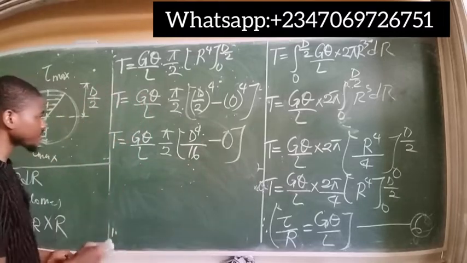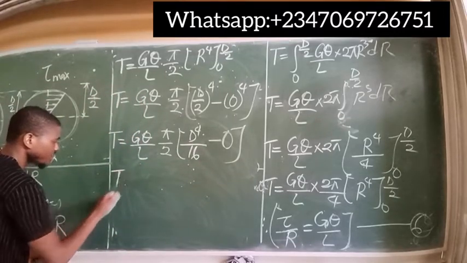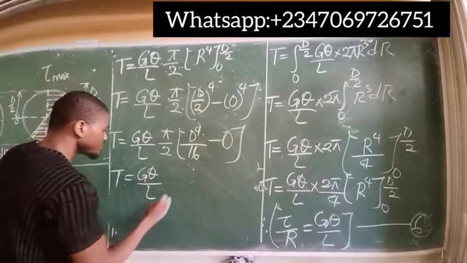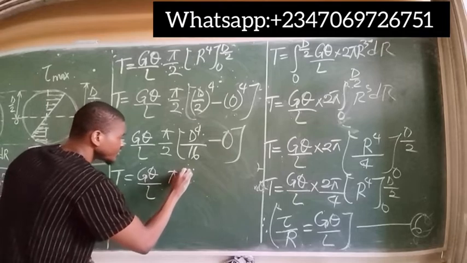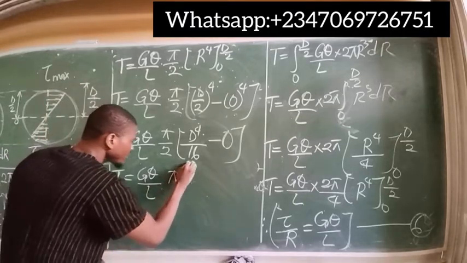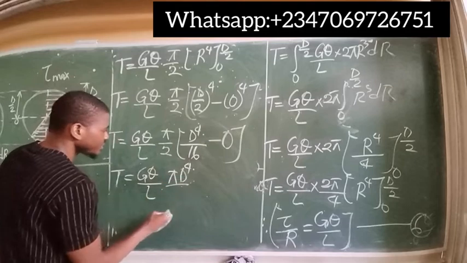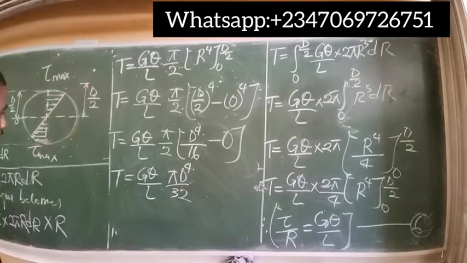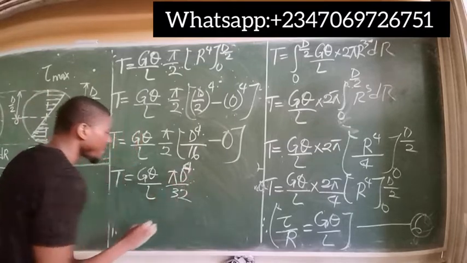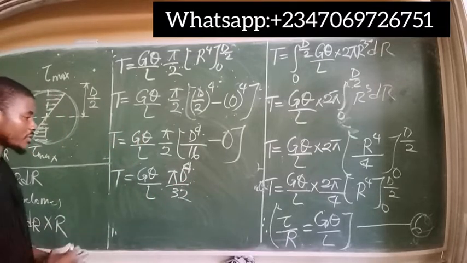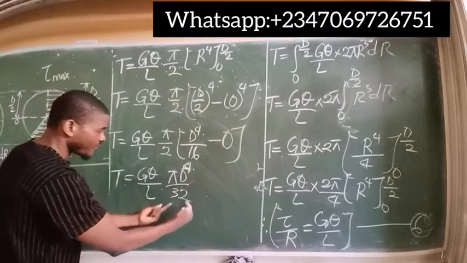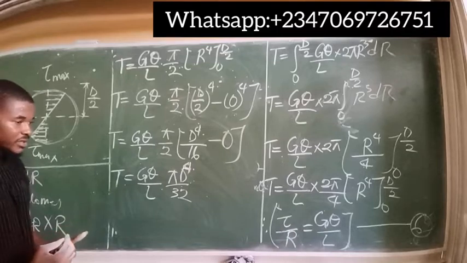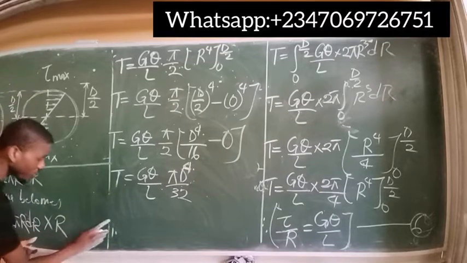So you have this. T equals Gθ all over L. This becomes πd⁴ all over 2 times 16, which simply gives us 32. So we have this: πd⁴ all over 32. Now, this quantity πd⁴ over 32 is known as the second polar moment of inertia. It's a term that is known as second polar moment of inertia.